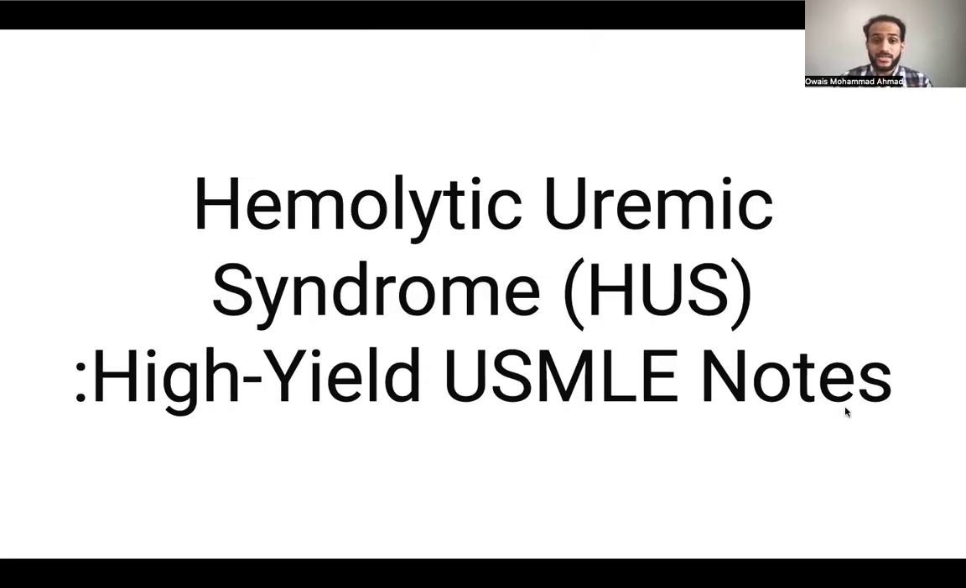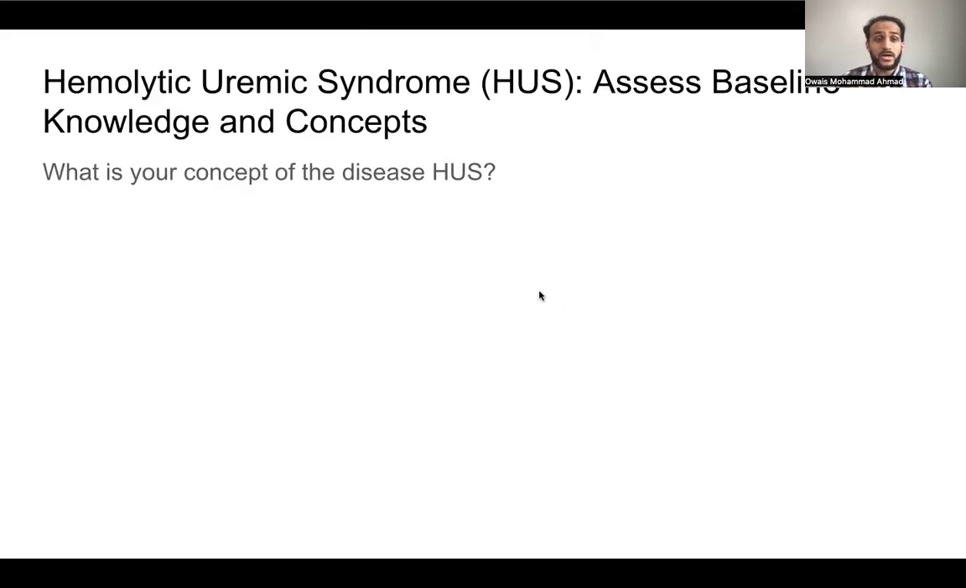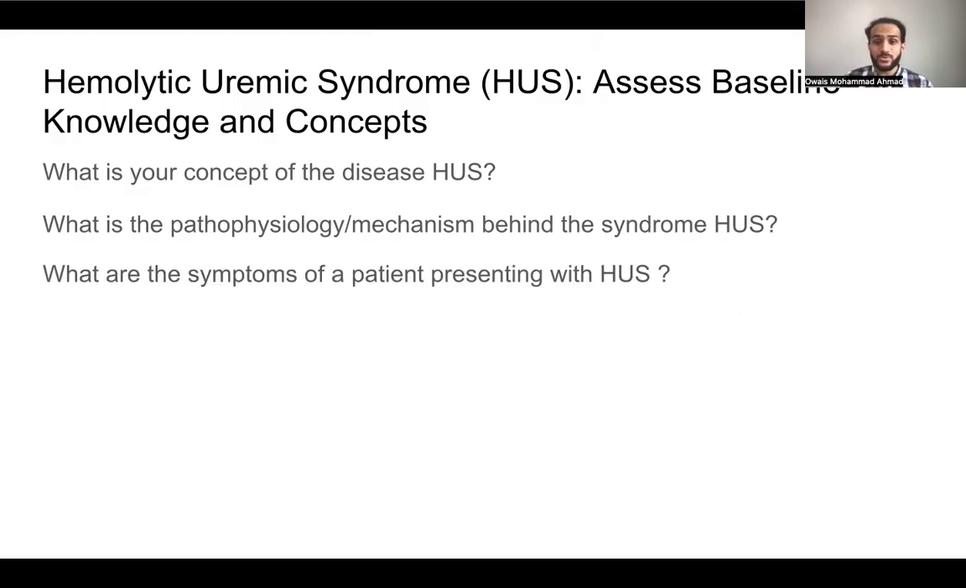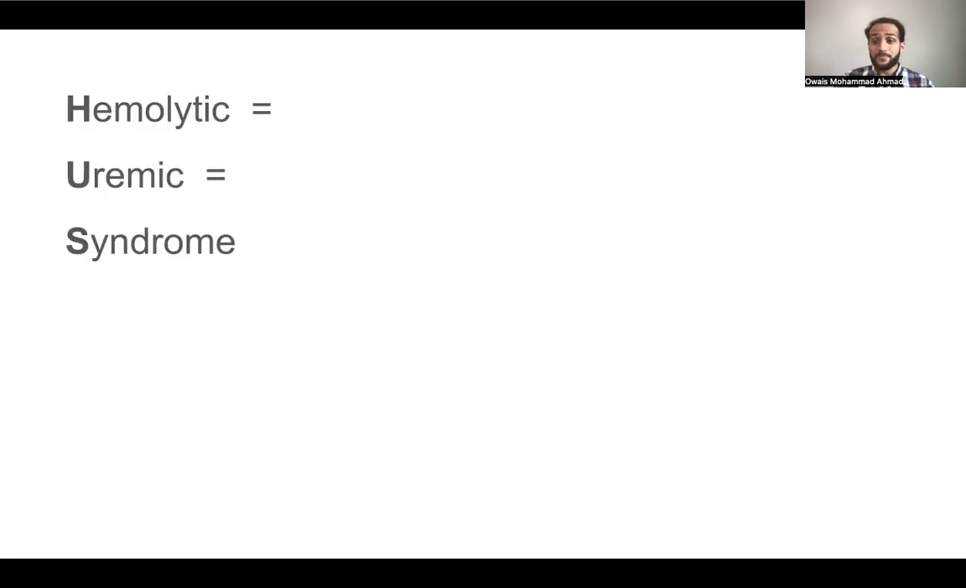Okay, guys, today I want to speak about hemolytic uremic syndrome and its high yield USMLE notes. Before I start teaching hemolytic uremic syndrome, I want to assess the students' baseline knowledge and the concepts they have. So I'd ask questions like, what is your concept of the disease hemolytic uremic syndrome? What do you think is the underlying pathophysiology or mechanism behind the syndrome? And I'll ask them, what do they think are typical symptoms of a patient who presents with hemolytic uremic syndrome?